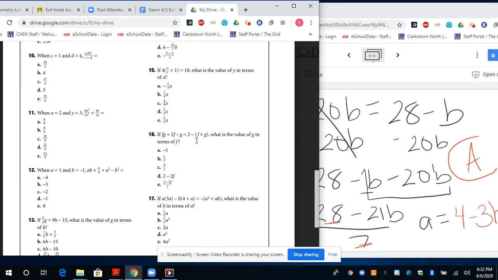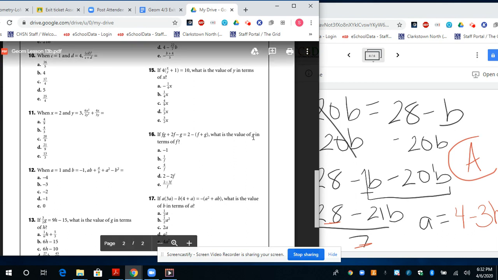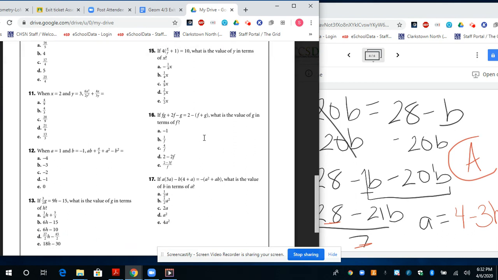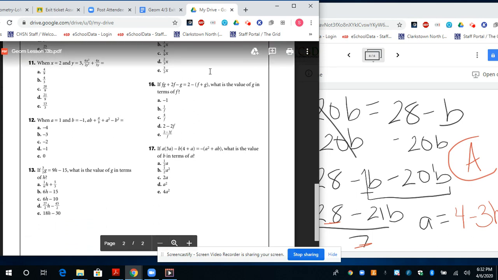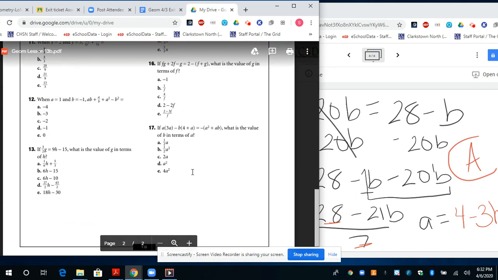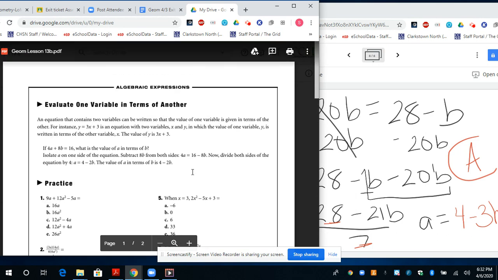So for number 16, if FG plus 2F minus G equals 2 minus parentheses F plus G, what is the value of G in terms of F? So again, you're isolating, what is the value of G? For number 16, you're isolating or getting G by itself. You're solving for G. So see if you can move those terms around. Be careful with the operations, and that is your homework. Okay?